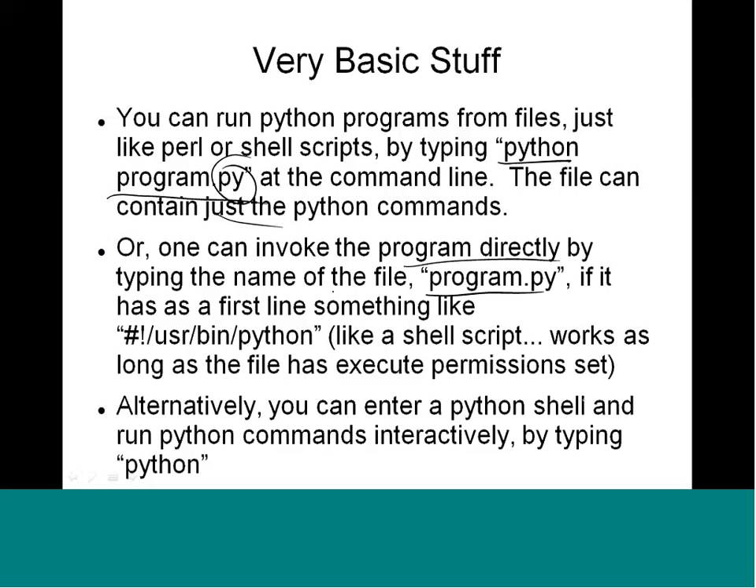If it has, as the first line, the pointer to the Python installation. So here the installation is /usr/bin/python. So if you put a hash bang /usr/bin/python as the first line in your script, followed by the Python commands, then you can simply type that particular file name, and it will execute. Of course, you need to set the execution permissions. Once you do that, it will just execute. So this is just like a shell script. It works as long as the file has the permission, as I mentioned.